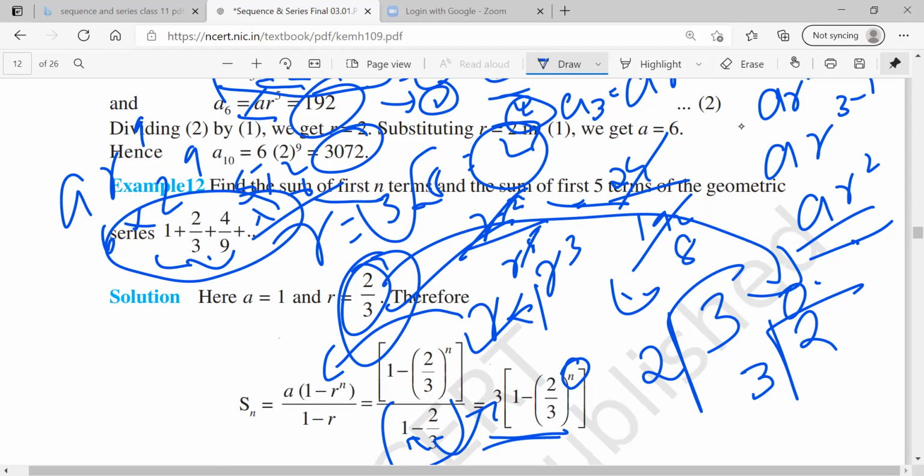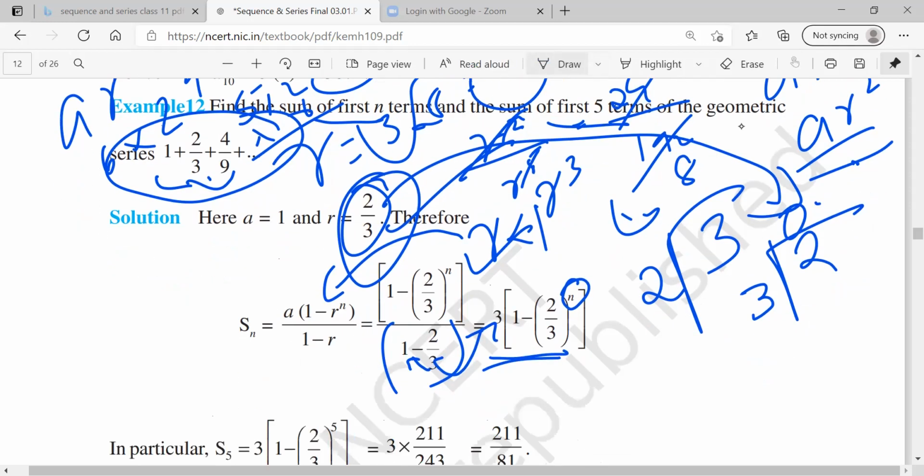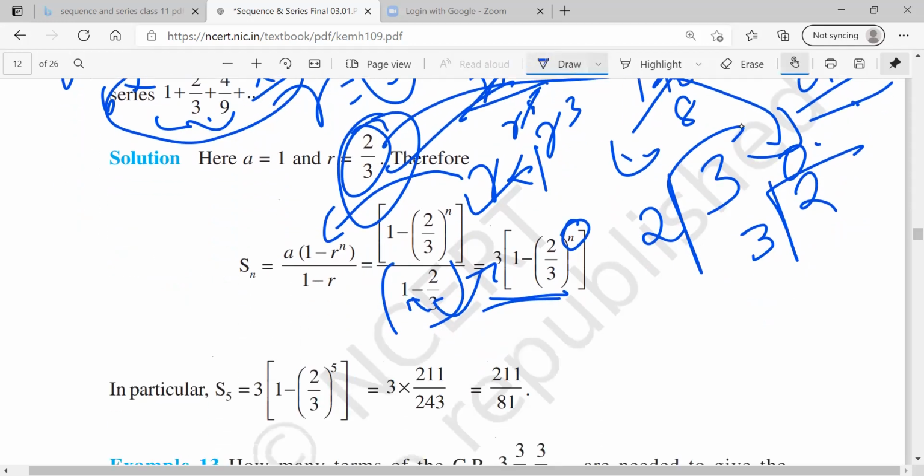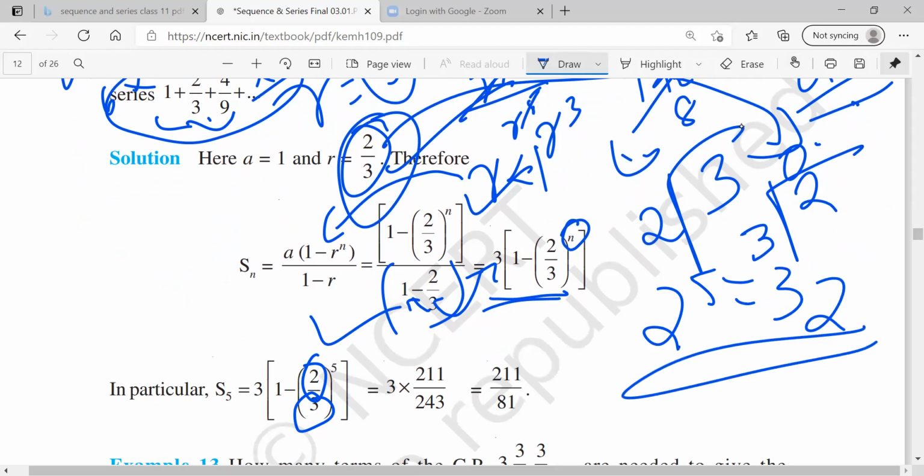Only if we try to do it ourselves will we be able to get to my speed or level. So this is 1 minus 2 by 3 whole power 5. 2 power 5 is 32, and 3 power 5 is 243. So 243 minus 32 is 211. 211 by 243, we get the answer. That's all.